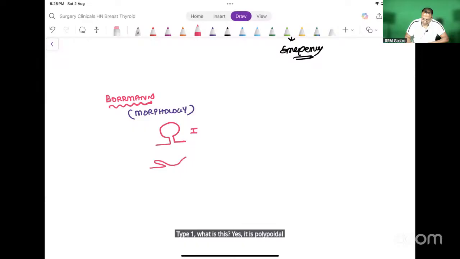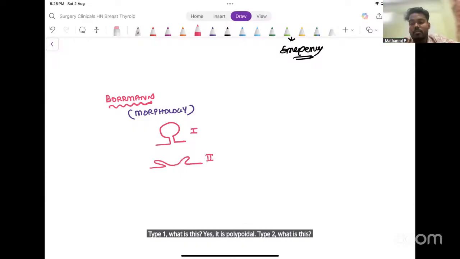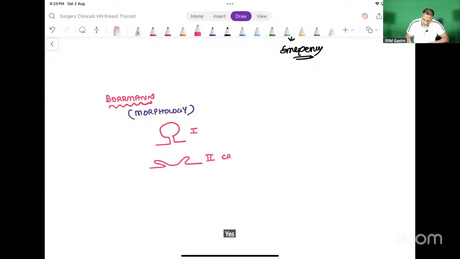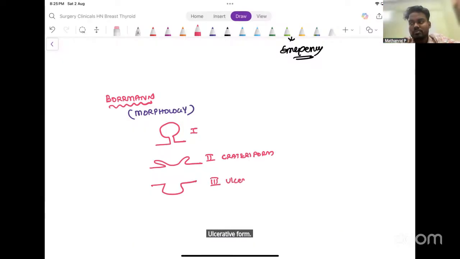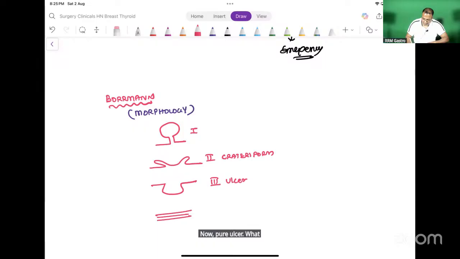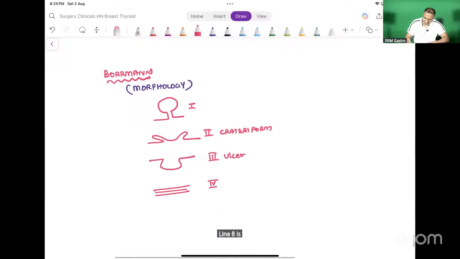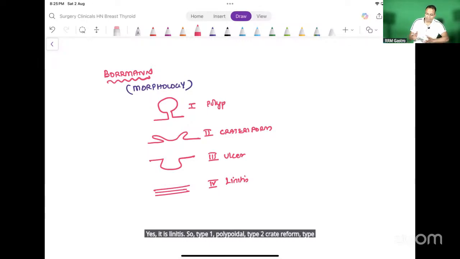Type 2, what is this? Ulceroproliferative. Yes, it is cratery form. Volcano மாதிரி இருக்கும். Cratery form. Then what is type 3? Ulcerative form. Pure ulcer. Right. What is 4? Linitis plastica. Yes, it is linitis. So type 1 polypoidal, type 2 cratery form, type 3 ulcer, type 4 linitis plastica.